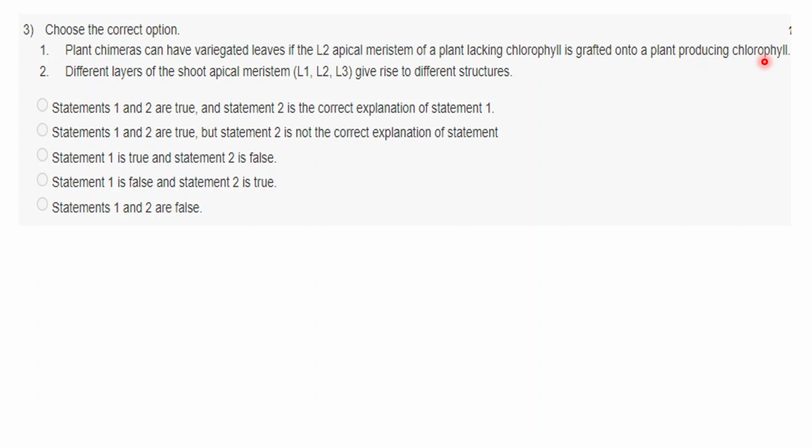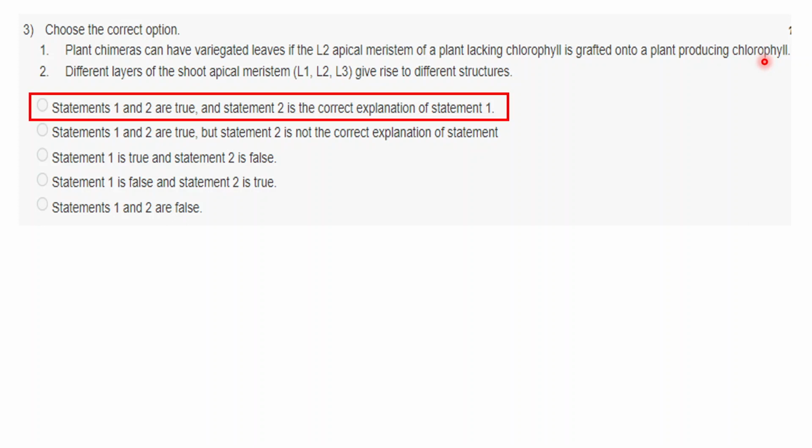Okay, let me reveal the correct answer to this question. The correct answer is option 1. Statements 1 and 2 are true, and statement 2 is the correct explanation of statement 1. And Ajay is absolutely correct. Well done. So let us have a look at the layers of the shoot apical meristem and understand a bit.